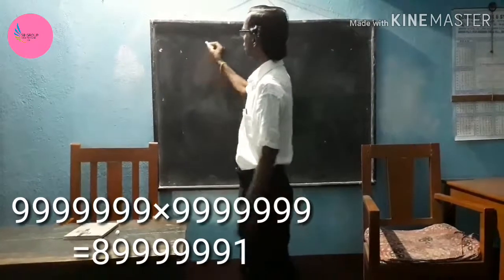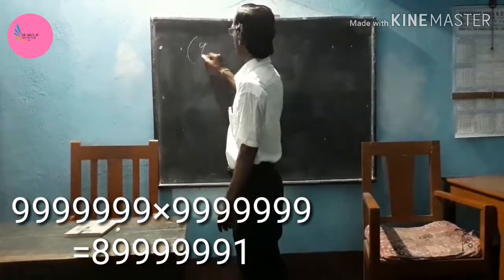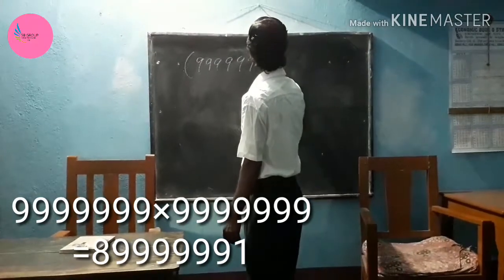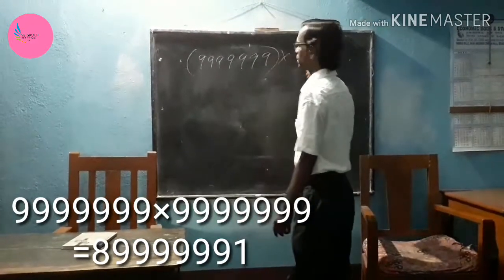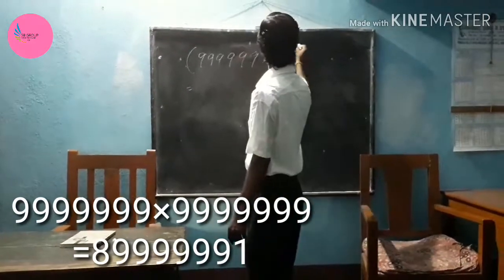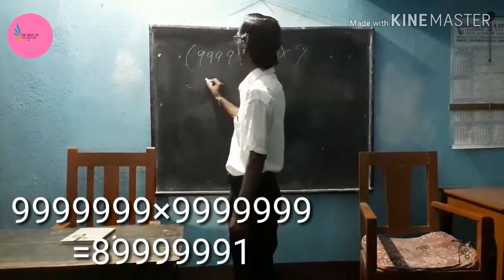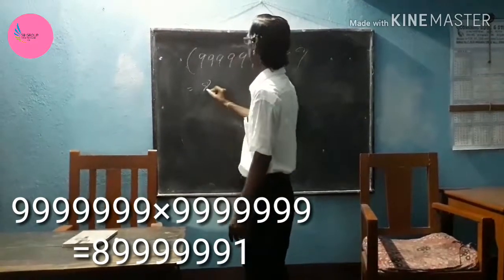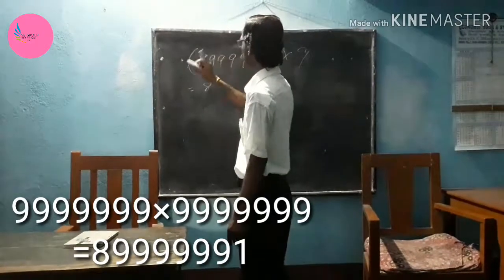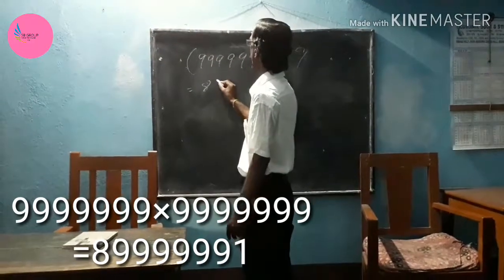And if you get 7 nines, 1, 2, 3, 4, 5, 6, 7, 7 nines, and do the multiplication by 9. How much answer comes out? Okay, very simple. Only one you multiply by 9. 9 times 9 is 81, so 8 and 1. And in the middle, how many 9s? 1, 2, 3, 4, 5, 6. 6 nines are left in the middle.